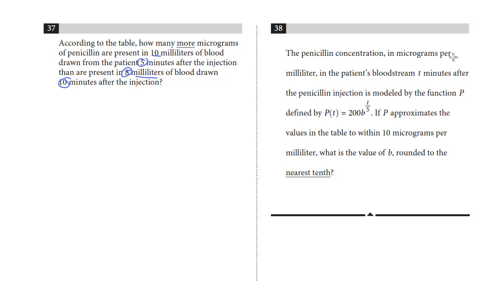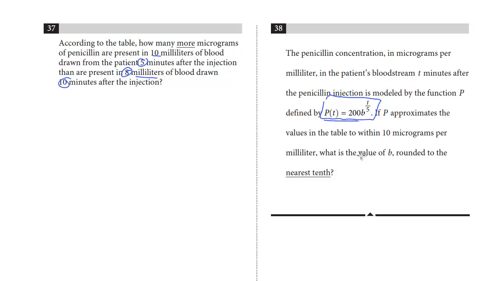The penicillin concentration in micrograms per milliliter in the patient's bloodstream T minutes after the penicillin injection is modeled by the function P defined. Here's the function. If P approximates the values in the table to within 10 micrograms per milliliter, what is the value of B rounded to the nearest tenth? So we have this function, and we want to solve to see what the value of B would be to the nearest tenth.